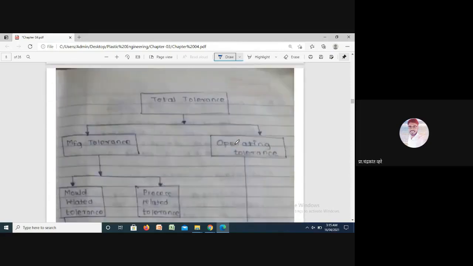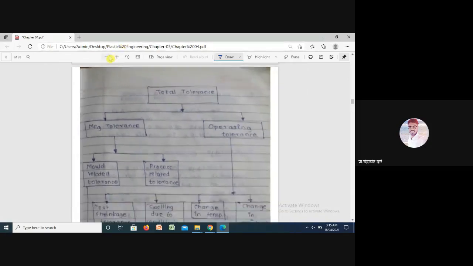Here some tolerance values are given, for example the dimension of the part is 10 plus or minus something. It's not required for you. So this is how the total tolerance is. We have this chart, just to remind you, of how we maintain the total tolerances in the plastic industry.